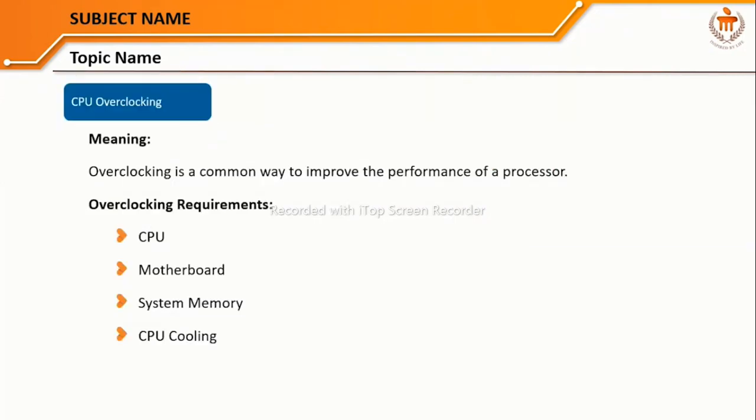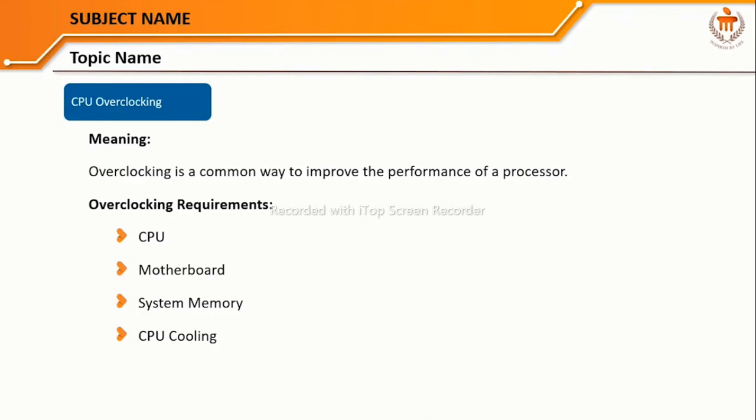Last but not least, here we are going to discuss CPU overclocking. What is the meaning of CPU overclocking? We have discussed clocking, but here we are going to discuss CPU overclocking. It means taking more performance than the available performance.